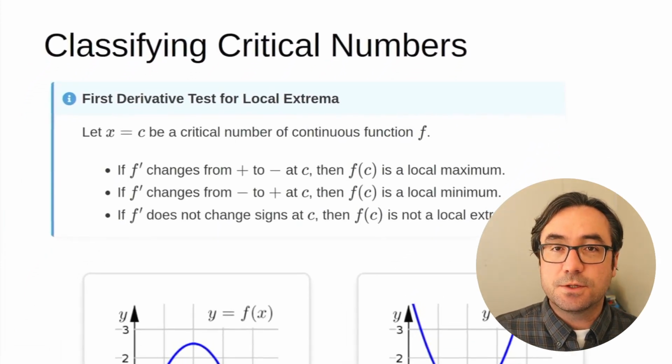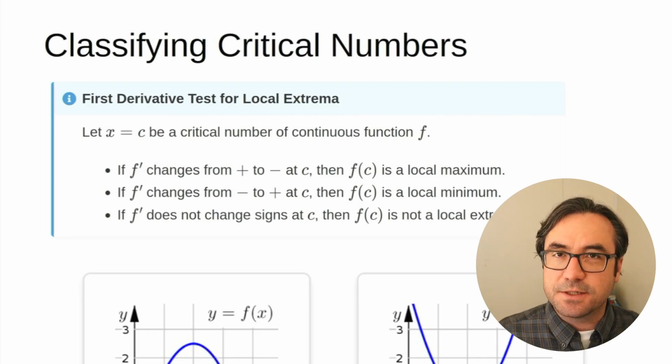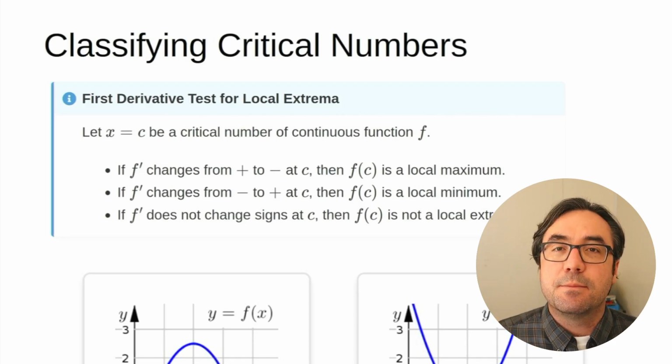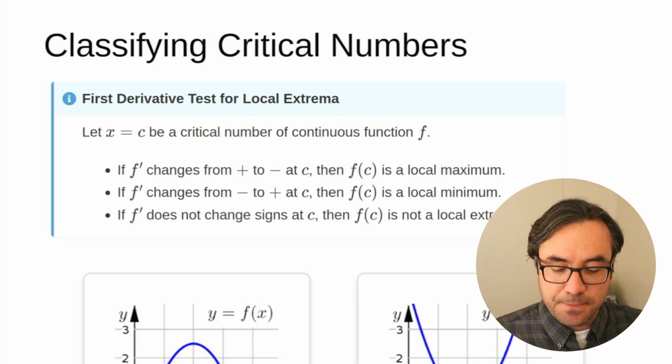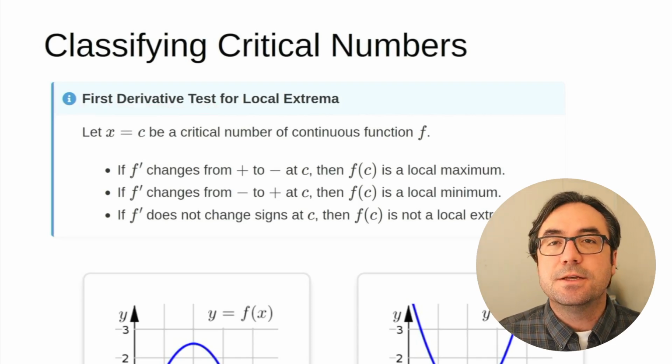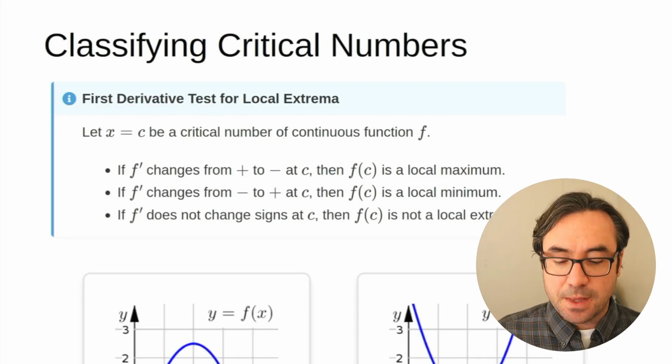So we're going to see, once we find our critical numbers, those are the places, if our function is going to have a max or a min, it has to happen at a critical number. But then we're going to see how to classify them. And the first way to do this that we're going to look at is with the first derivative test.